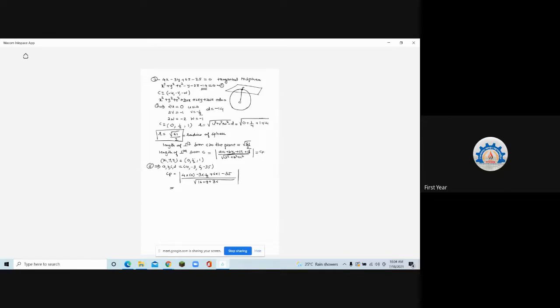Simplify this. It will be 6 minus 25 is -29. -29 into 2 is 58. -58 minus 3 is -61. So -61 by 2, and this is root 61. So taking the mod, it will be root 61 by 2. Is this okay? Which is your radius of the sphere. And therefore, the given plane is tangential to the sphere. Is it okay? Is this clear, everyone?